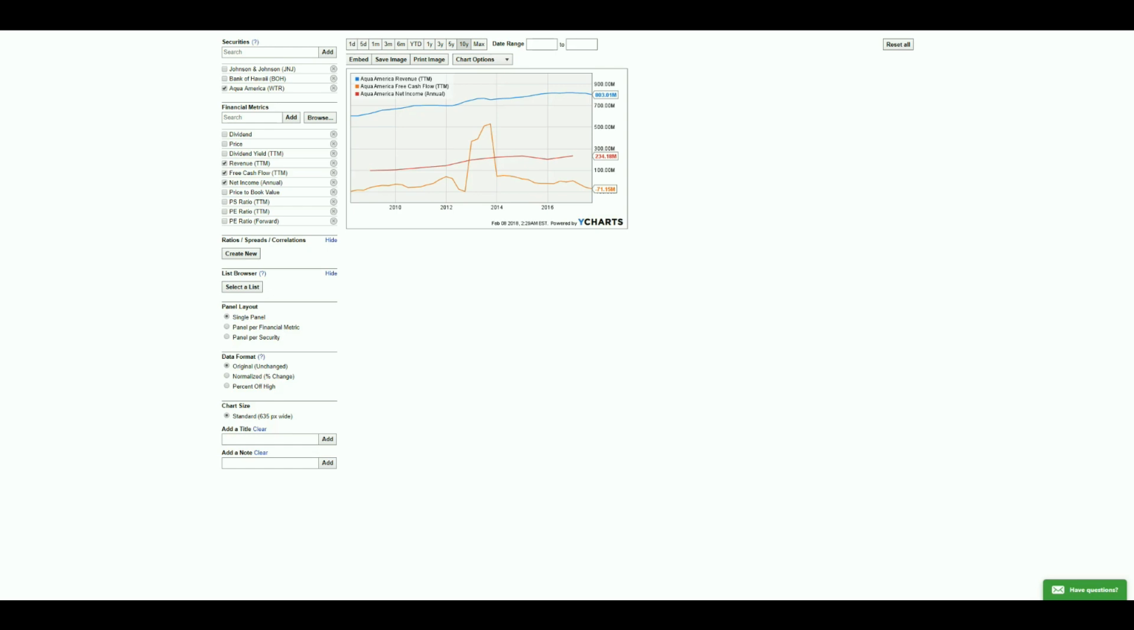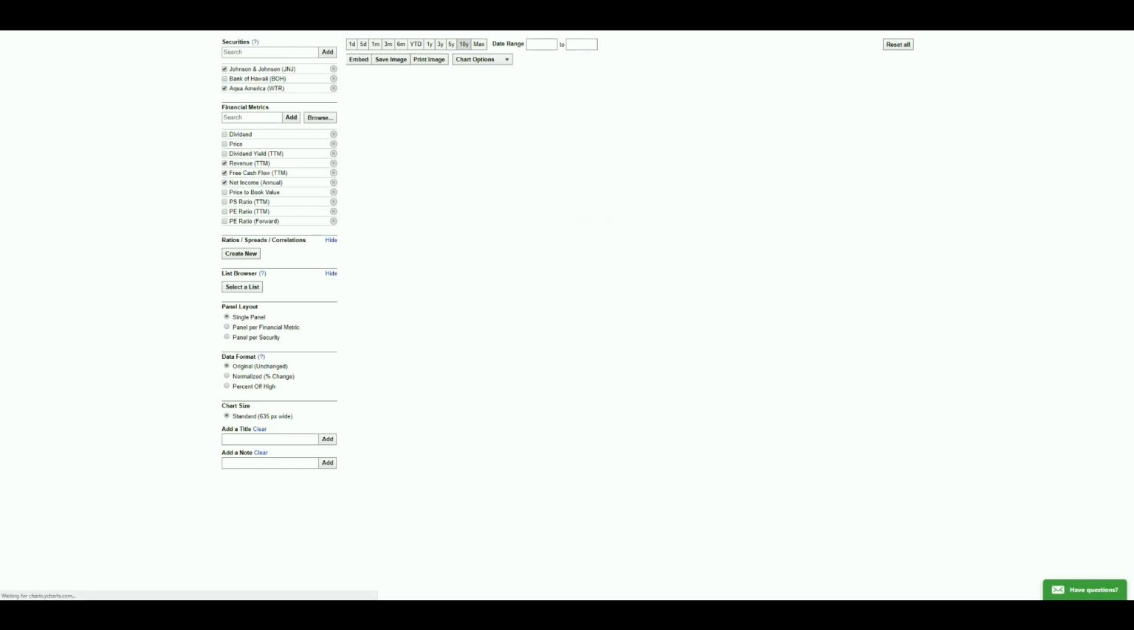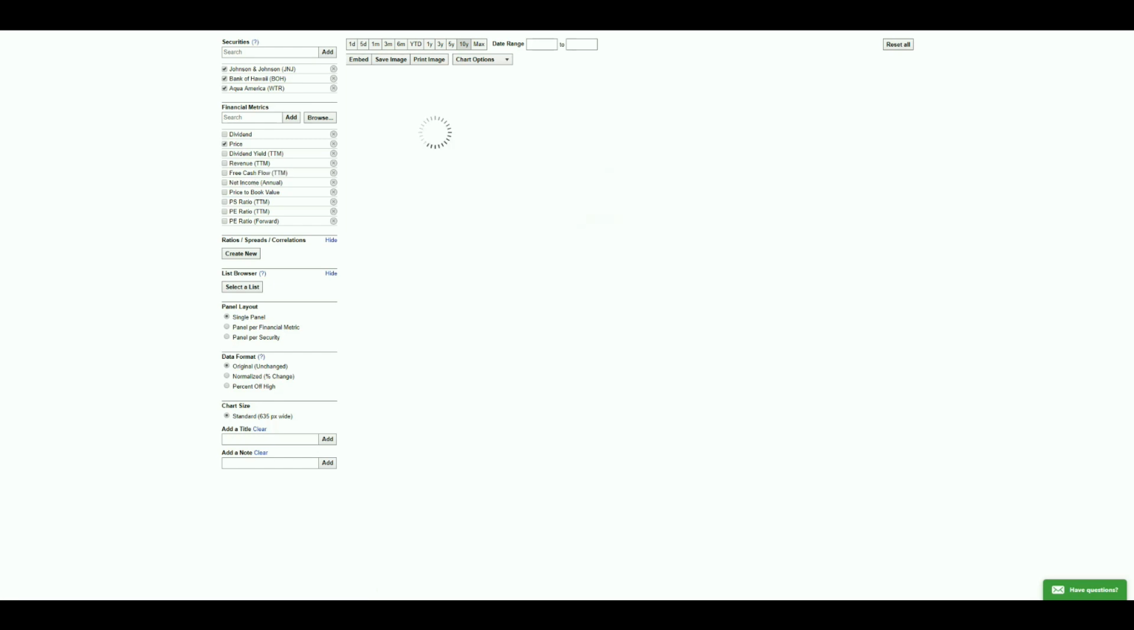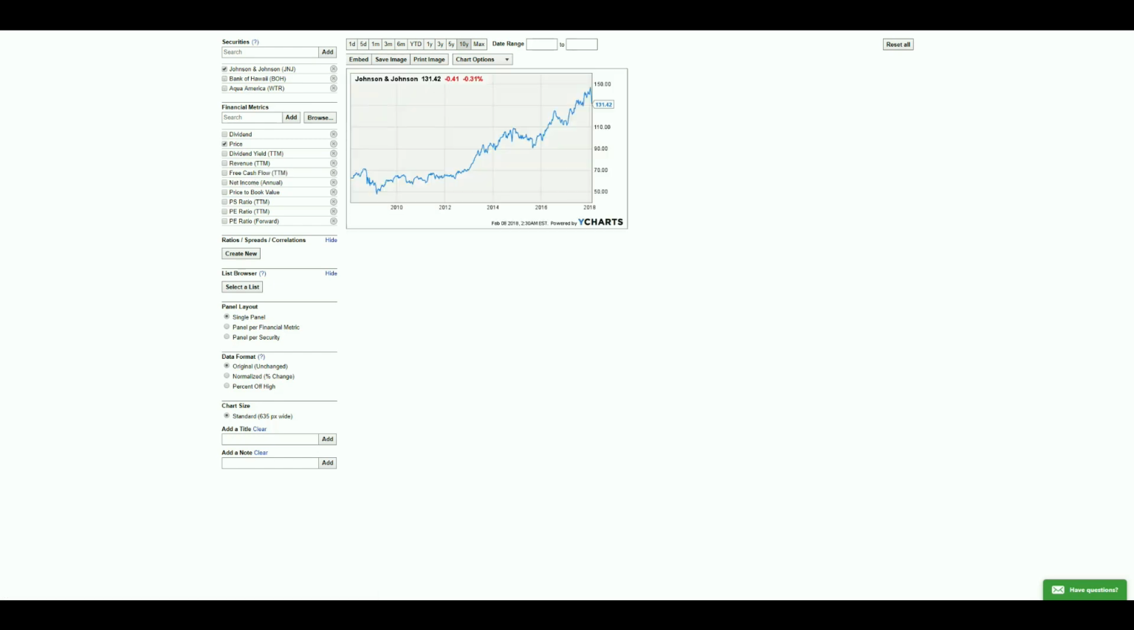So over these 3 companies, they have all been pretty resistant to the stock market crash. These all have increasing dividends. Johnson & Johnson, just a nice steady increase even during recessions. Bank of Hawaii, this one did not fully recover.